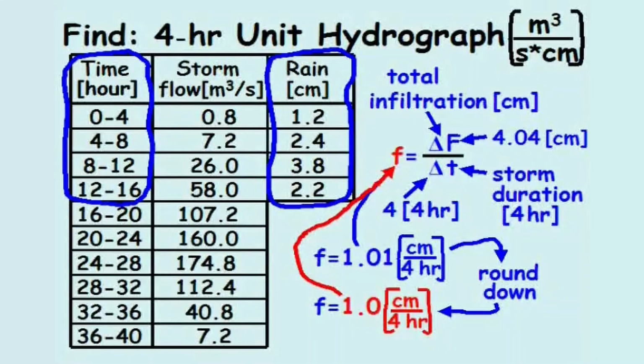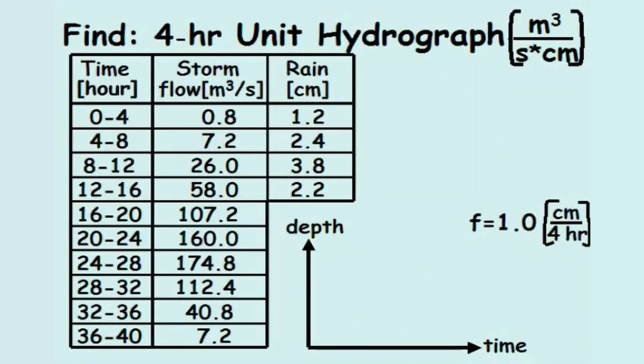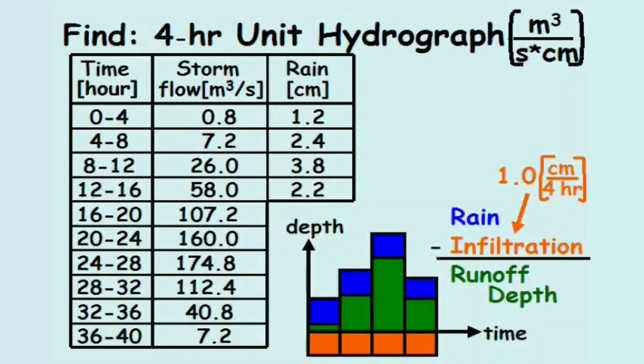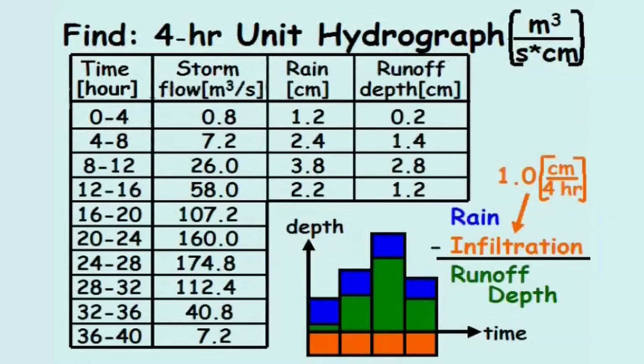Similar to the stream flow, the depth used to develop the unit hydrograph should only be the rainfall which becomes runoff, which we'll call the runoff depth. Graphically, the rain, infiltration, and runoff depth would plot as shown, and the runoff depth would calculate to 1 centimeter less than the recorded rainfall for each of the 4 time periods. At this point, we can start calculating the unit hydrograph.